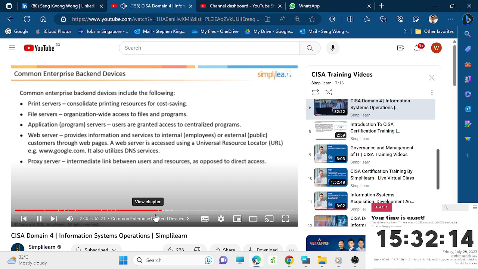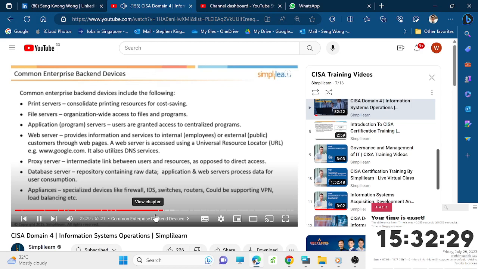Proxy servers provide an intermediate link between users and resources as opposed to direct access. A database server is a repository containing raw data and applications. Web servers process data for user consumption. Appliances are specialized devices like firewall, IDS, switches, routers that could be used to support virtual private networks, load balancing, etc. Now, let us consider hardware risks in the next screen.